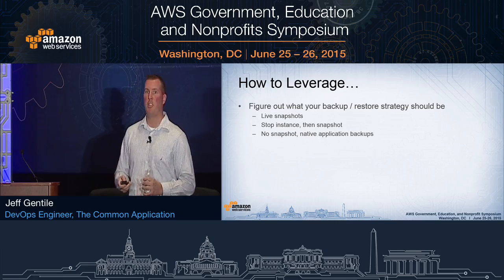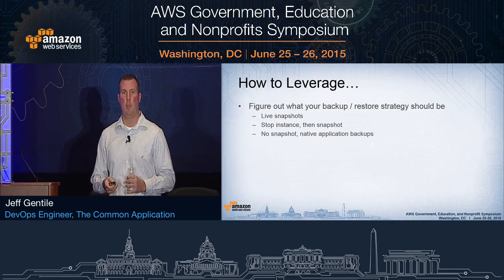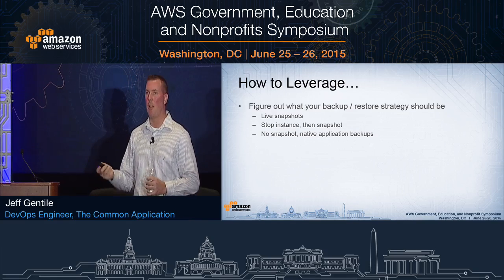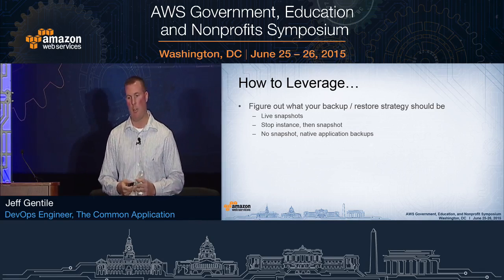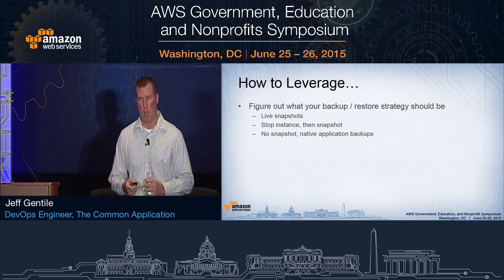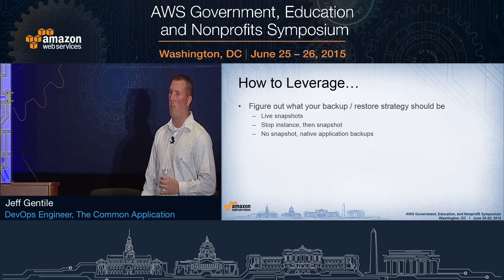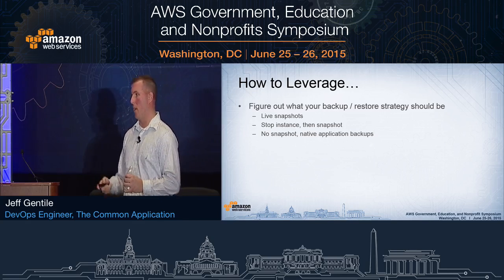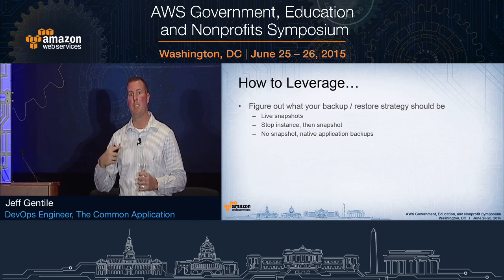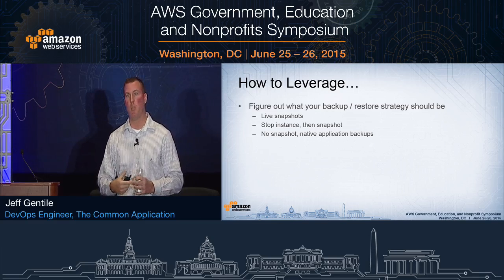And maybe I should just skip the rest since everybody's already doing those automated backups. But just figuring out how to leverage what I'm talking about. If any of this made sense to you, maybe you could pick and choose some of the things that I was talking about. But really determine what your backup process looks like. For us, we're using live snapshots. What that means is the instance is running, and we're taking snapshots of a running instance.